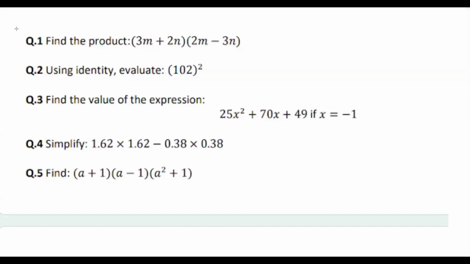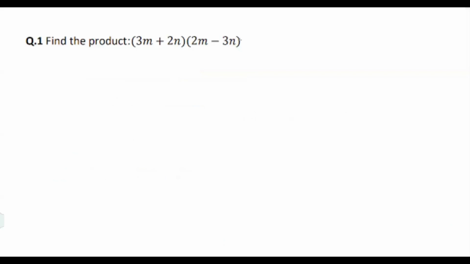In this video, we are going to solve 5 questions from the chapter Algebraic Expressions, class 8. Let's begin with the first part. Here we have to find the product of these two binomials. As you can see, it does not fit into any of the identities we know. Therefore, we are going to apply the distributive property for multiplication.